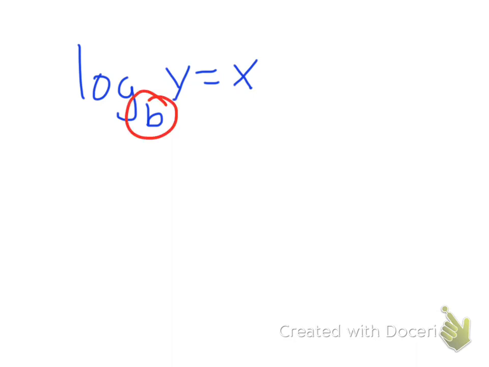Alright, taking a look at some logs here. The very first thing we take a look at here is just a general form of writing a log. Log base b of y equals x. If I want to write that then as its equivalent exponential, I have my b as my base. My exponent is this number right here.